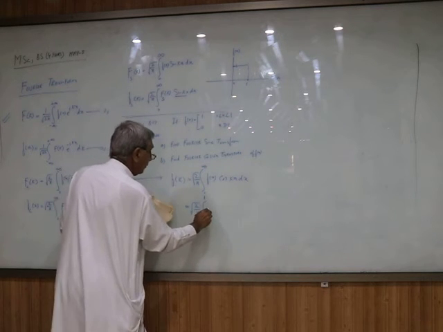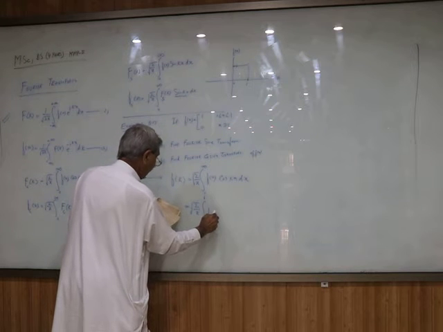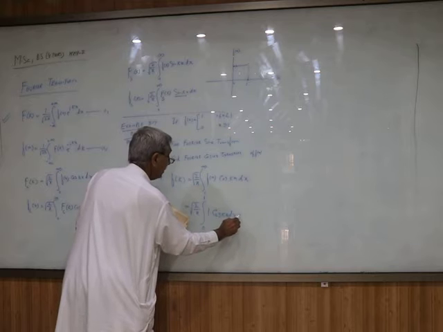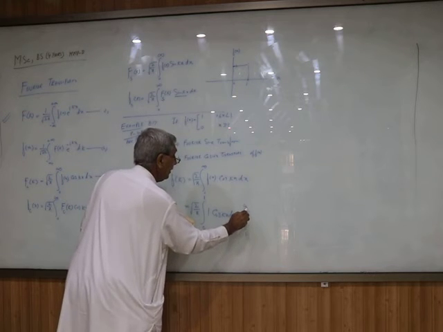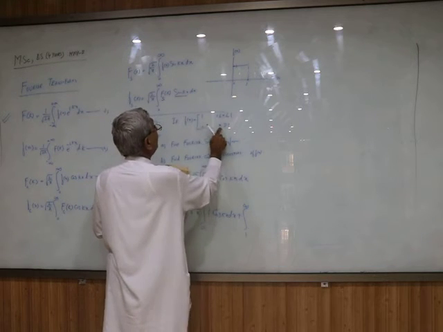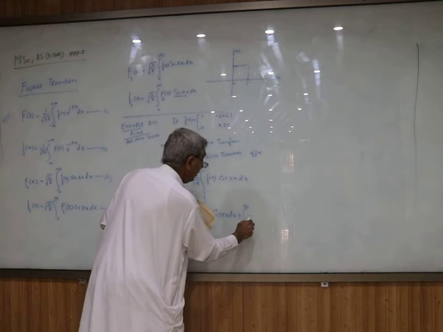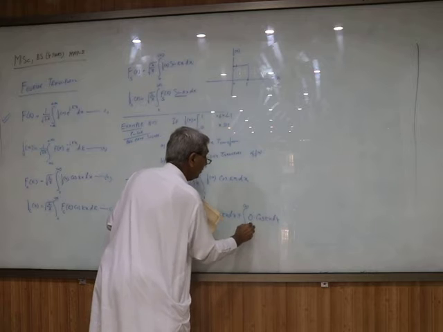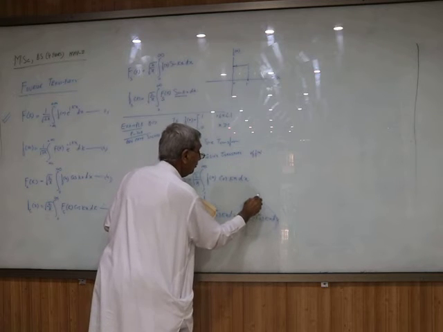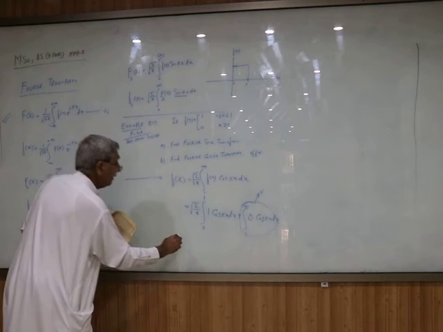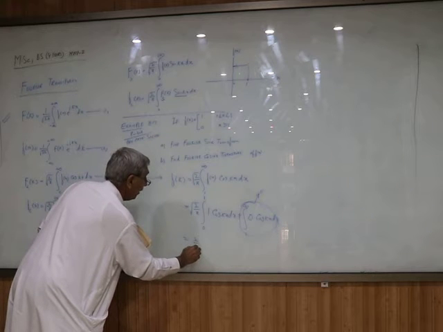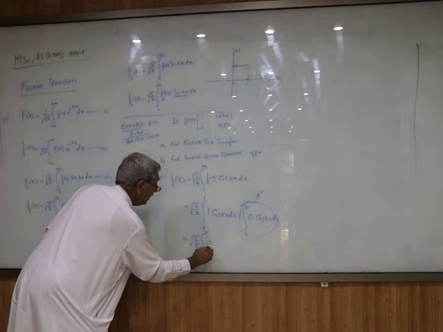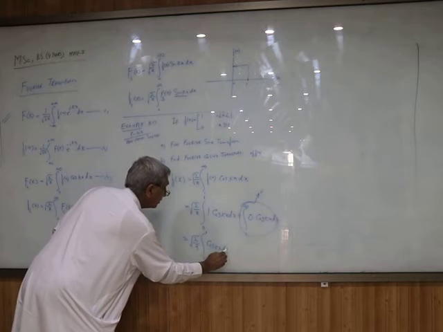What is the value of f(x)? It is 1. Cosine kx dx, plus the integral from 1 to infinity, that is greater than 1, it is 0. So it is 0 into cosine kx dx. So this is gone because that is 0, and you just solve that. It is equal to square root of 2 over pi, integral from 0 to 1 of cosine kx dx.